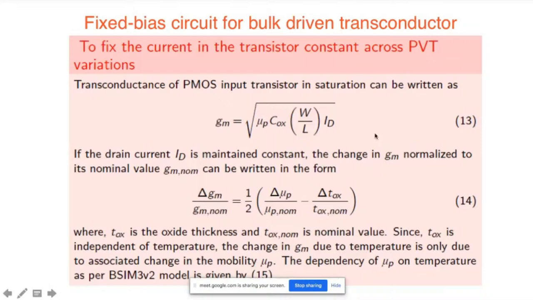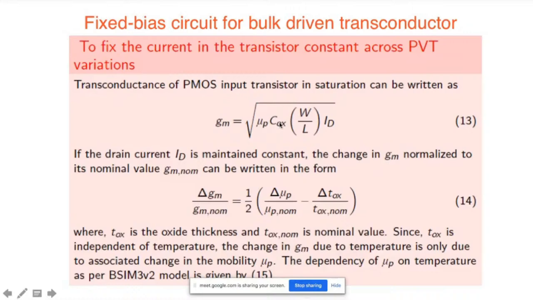Now, in order to fix this, we need to see exactly where the problem is. We found that it is GM. If you see the GM equation, it is mu P C ox of W by L times ID. Since it is a ratio of W by L, the variation is mutually cancelled. The two other main parameters are mu P and C ox. Mu P is mobility, so this mobility degradation is an important parameter, and C ox depends on the thickness of the oxide, which is also an important parameter.